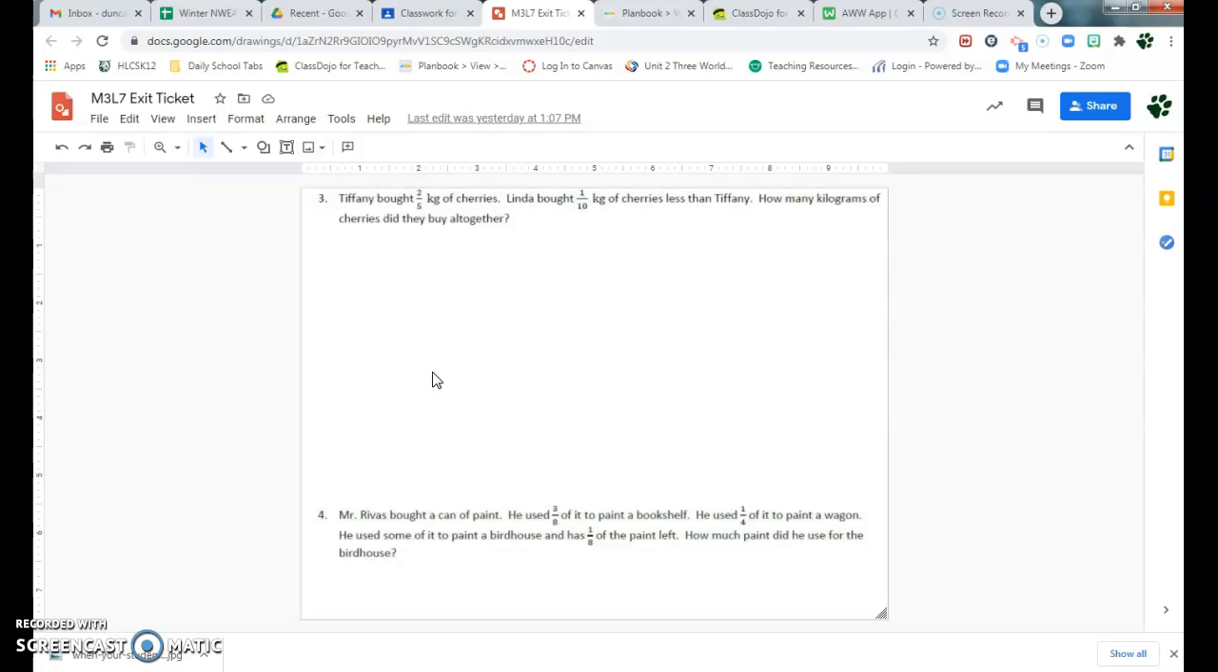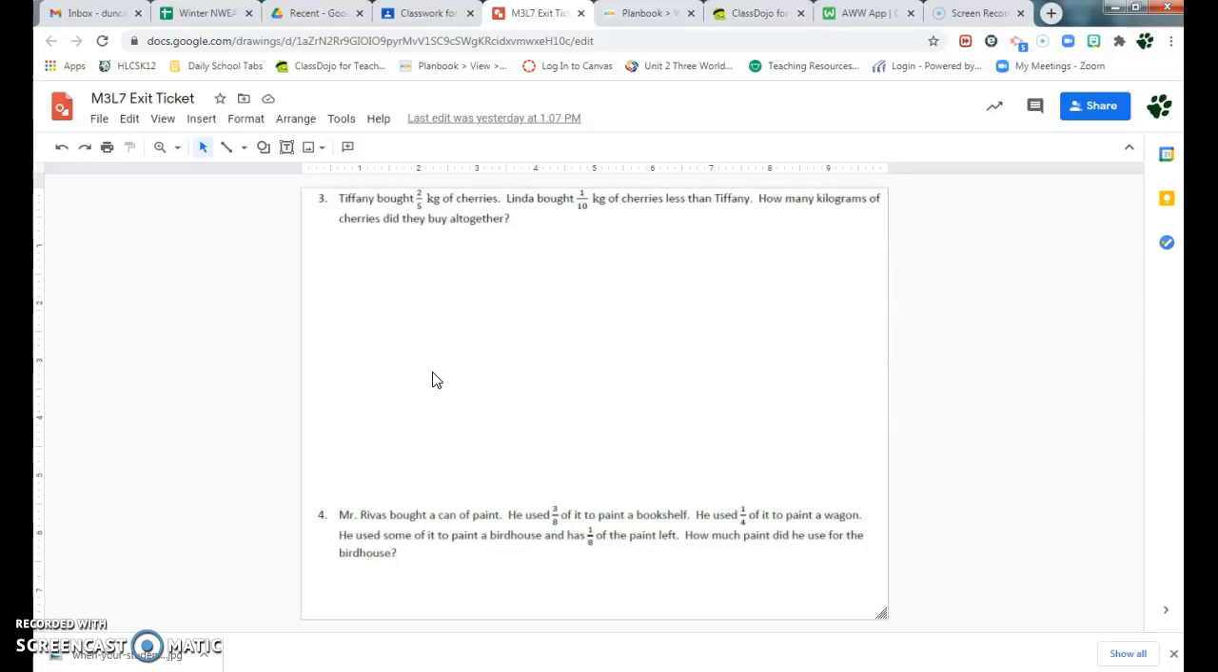Number 4. Mr. Rivas bought a can of paint. He used 3/8 of it to paint a bookshelf. He used 1/4 of it to paint a wagon. He used some of it to paint a birdhouse and has 1/8 of the paint left. How much paint did he use for the birdhouse?